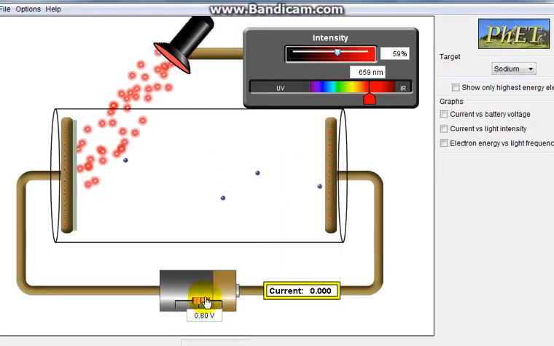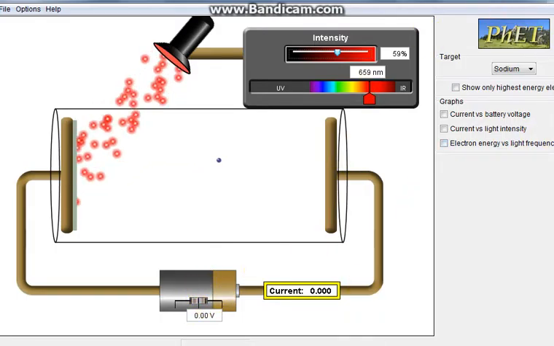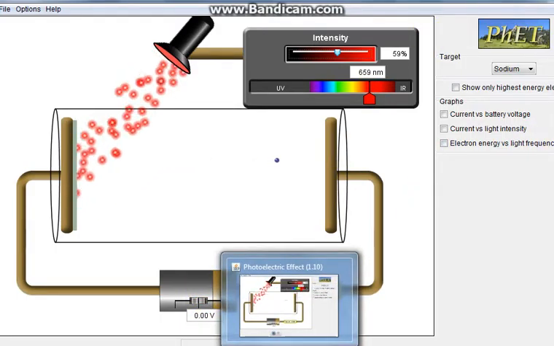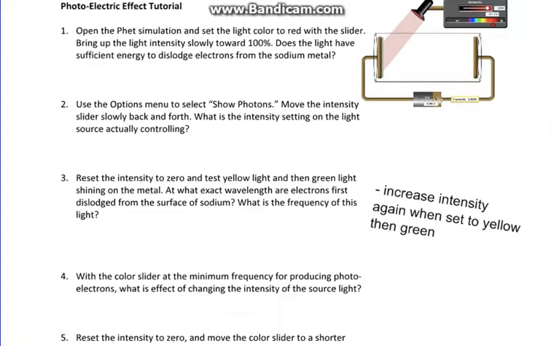Also, the voltage of the battery here can be adjusted. You could also change it to opposite poles as well, and that's what we'll be looking at in the actual lab. A couple of things to note here that I want you to add. For number 3 here, it talks about resetting the intensity to 0, testing yellow light and green light shining on the metal, and at what exact wavelengths electrons are first dislodged from the surface of the sodium. So in order to do that, you set the intensity down to 0. When you go to yellow and green, increase the intensity again, so you can have the light actually turned on.